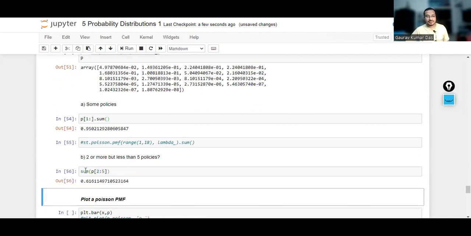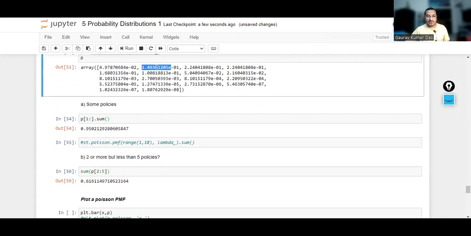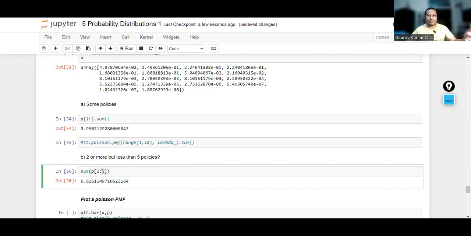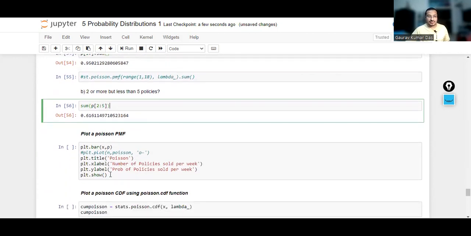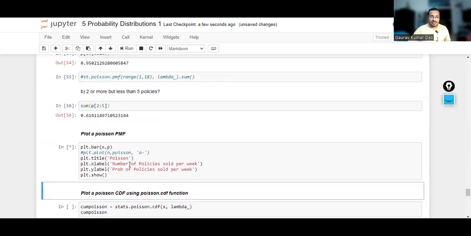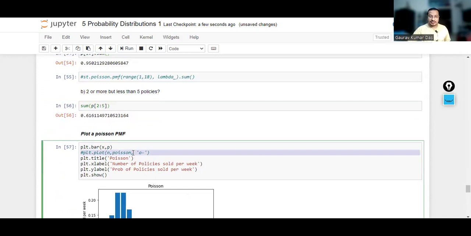2 to 5. 0 event, 1, 2, 3, 4, 5. Right? So if I put 2:5, 5 will not be taken, 2, 3, 4 will be taken. And then you do sum or dot sum. Either way. Okay. Now if I want to plot the Poisson distribution table, I can simply do this.